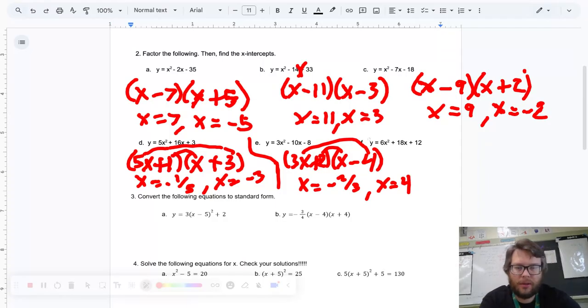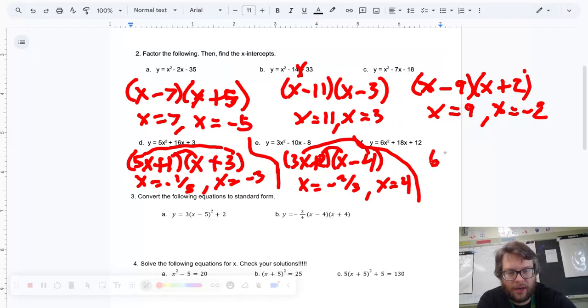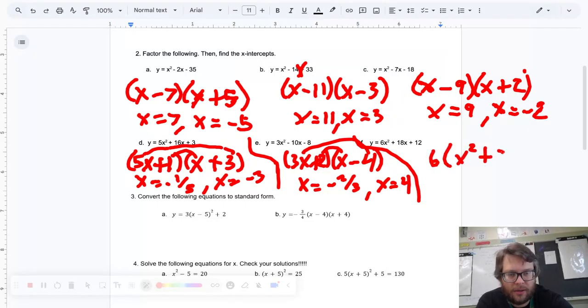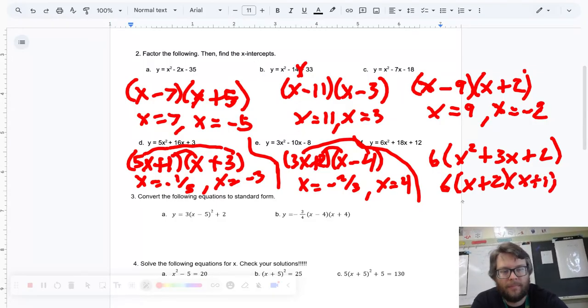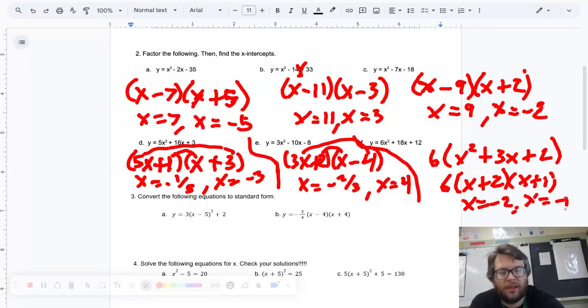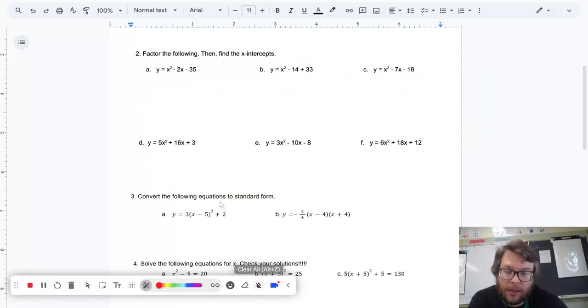Okay? The last one looks really hard, but all of those terms actually have a 6 in common. It was 6 times 1, 6 times 3, 6 times 2, and that interior part is just 2 times 1 and 2 plus 1. So now I have my two answers of negative 2 and negative 1. The 6 out in front does not contribute another solution, because 6 is not 0. All right.